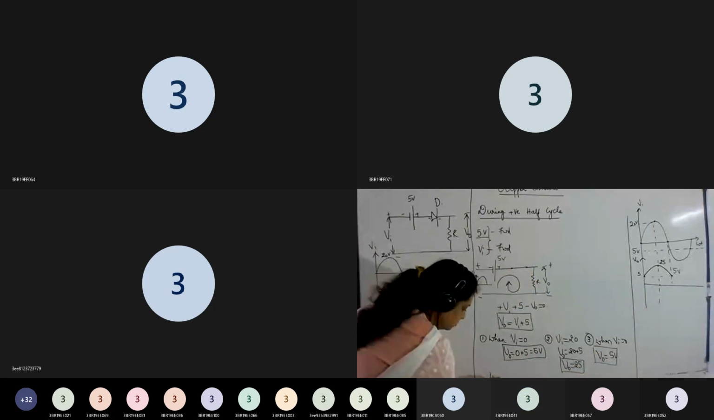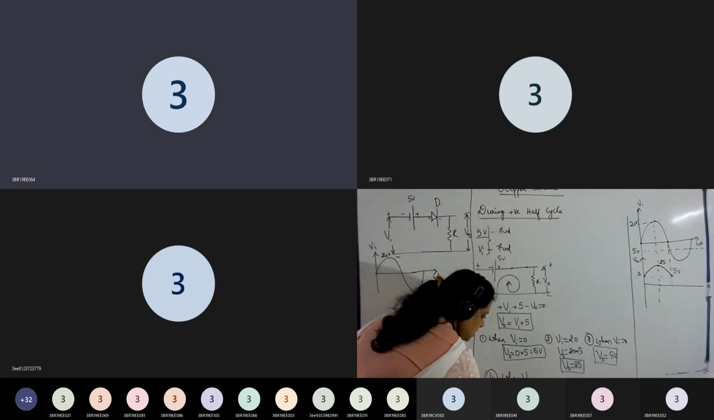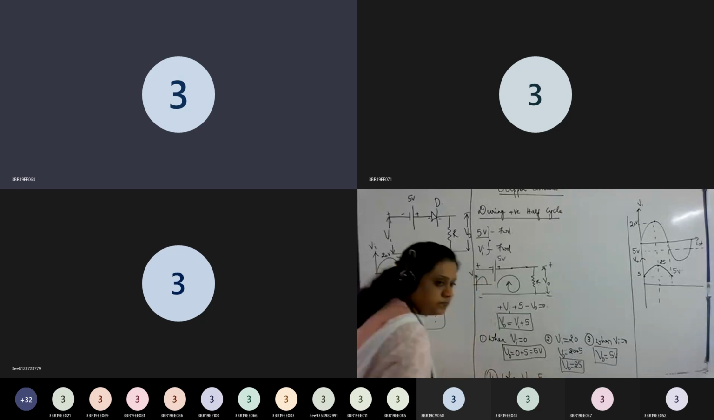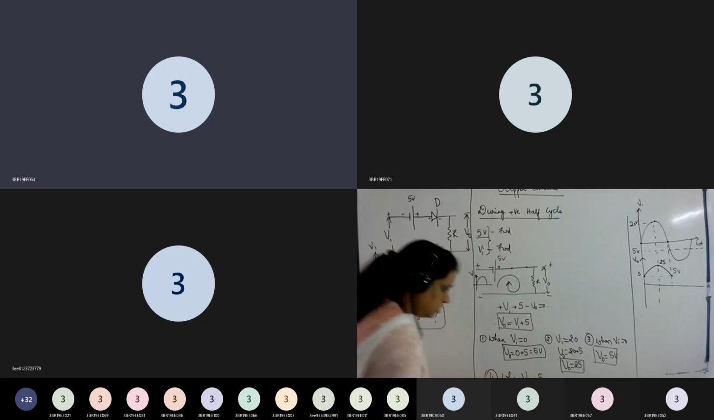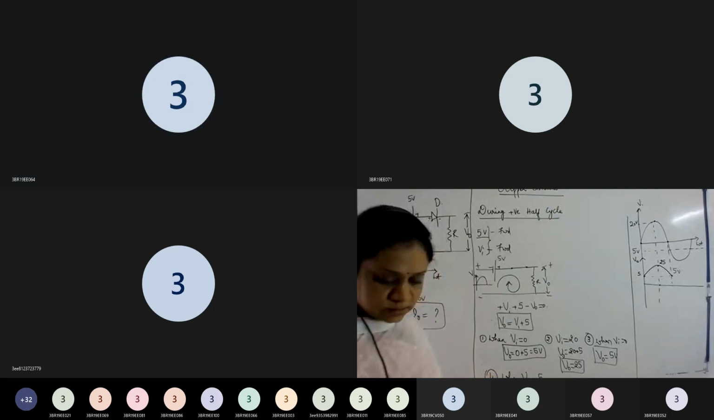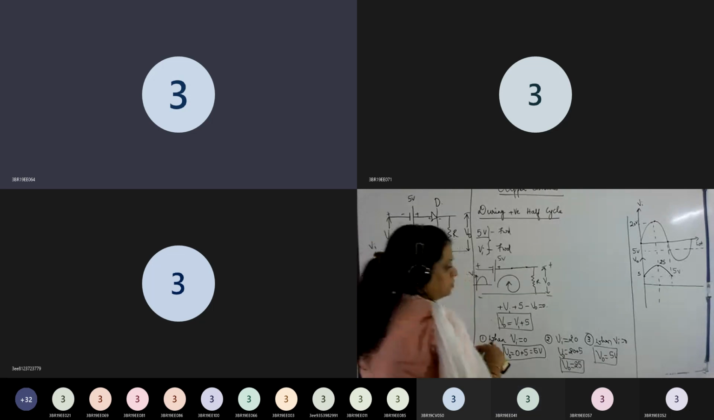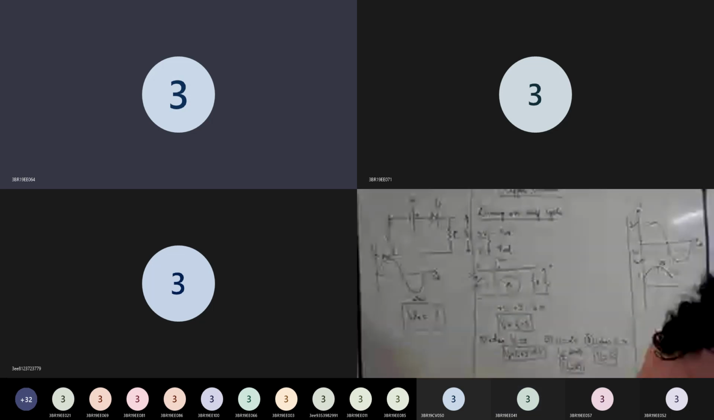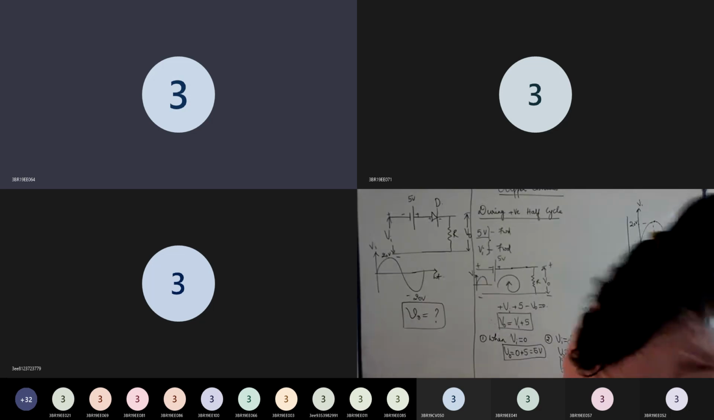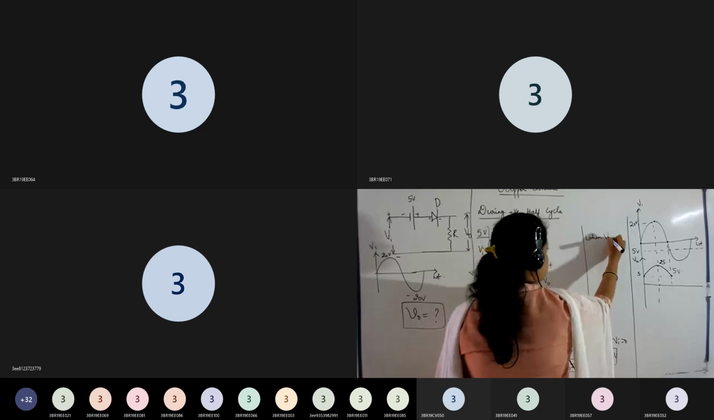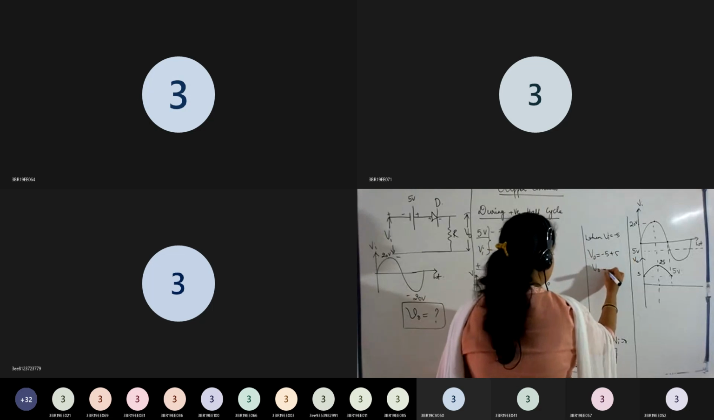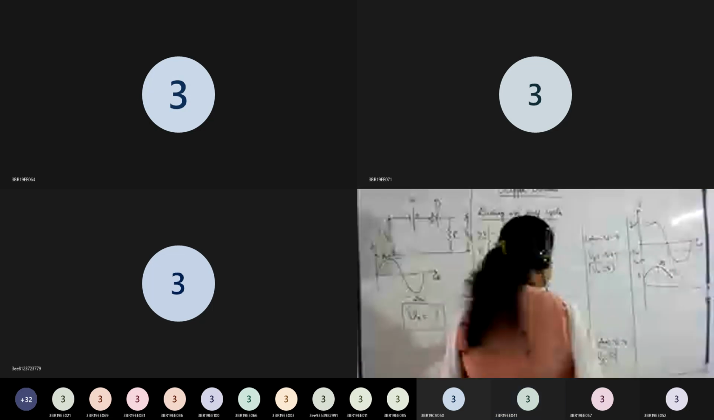When can V naught be 0? When Vi is minus 5. According to this equation, when Vi is minus 5 volt, you cannot see here, no? Shall I write it here? When Vi is minus 5, then V naught is minus 5 plus 5, so V naught will be 0.